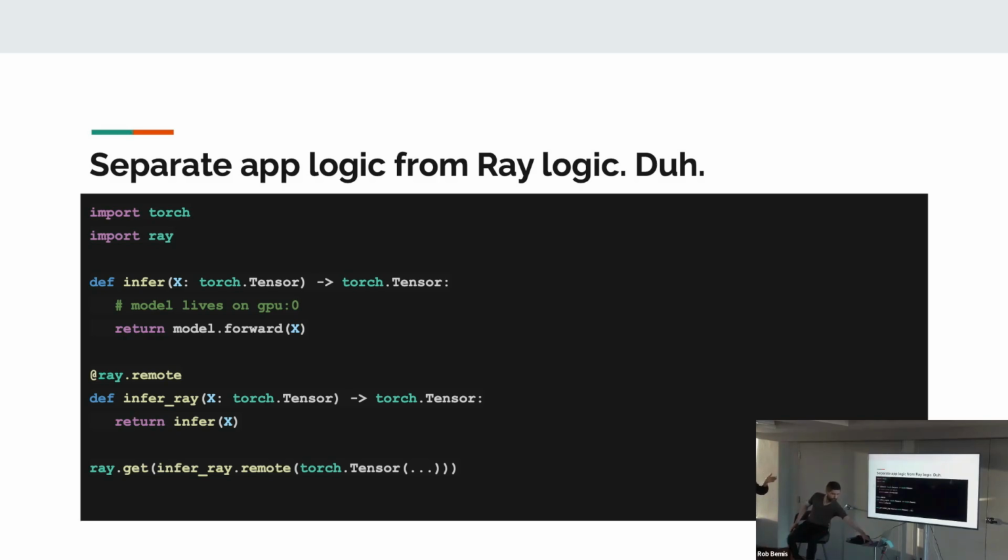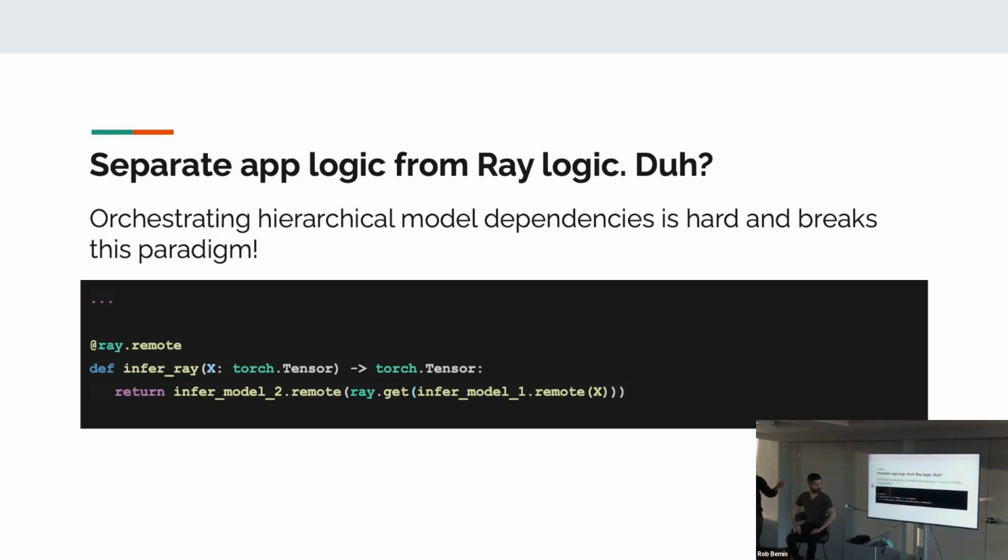Now, this is a very baby example, but in the real world, what we see is stuff like this. As we walk into the world of multimodal models, where we take the output of one model and feed it to other models, or n other models, we now have this web of orchestration. And very, very quickly, this idea of separating app logic from your Ray logic breaks down.